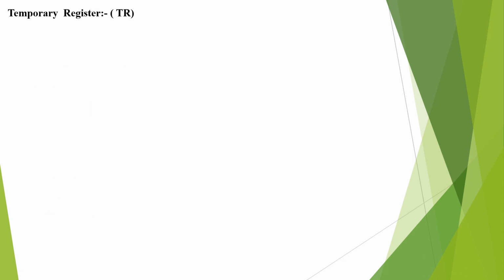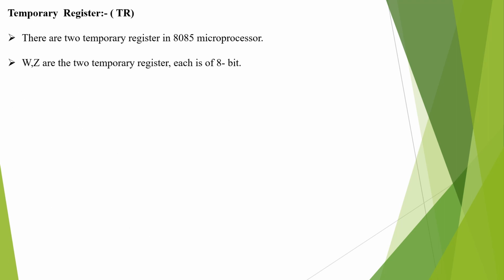Understand the temporary register. There are two temporary registers present in 8085. They are W and Z. The two temporary registers W and Z, each is of 8 bit. The main key point of these registers is that they are not available to the user. The registers that are available to the user are B, C, D, E, H, L and A. These two registers are not available to the user.